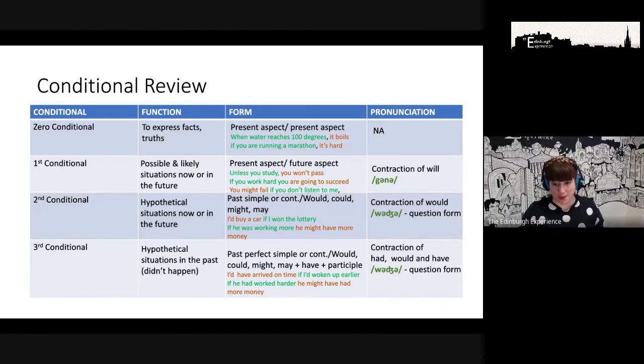But do remember, despite all of these conditionals, the ones that you are really going to use the most are the first conditional and the zero conditional. Really, they're the most commonly used language.